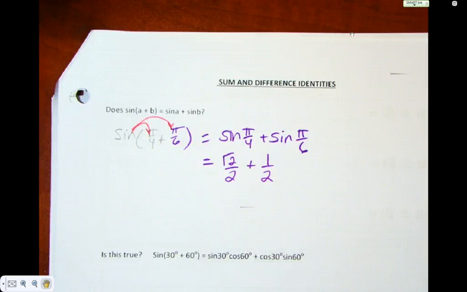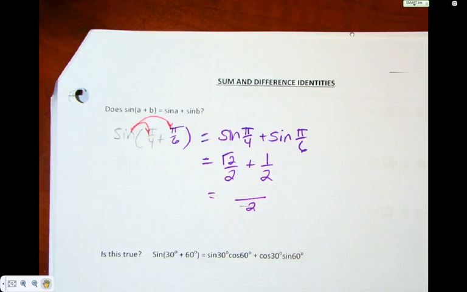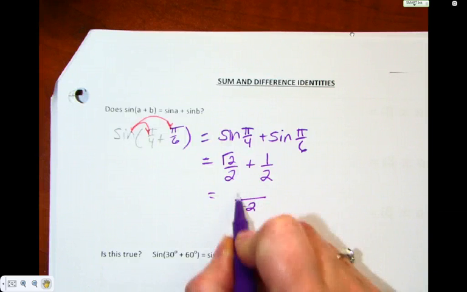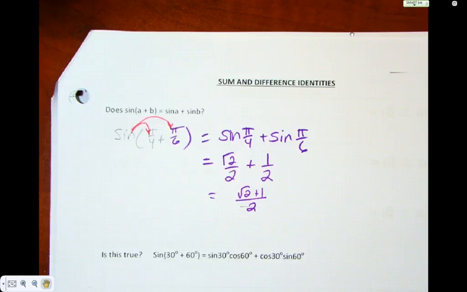And how do we add fractions? Which they already have a common denominator, and what do we do with the tops? Just smush them together, root 2 plus 1. And I want you to grab your calc and tell me approximately what is that equal to. So let's go to 1 decimal place. Let's go to 2 decimal places.